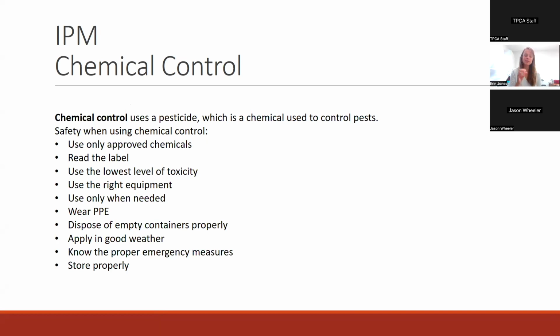The researchers who created these pesticides put a lot of time and effort and money into finding the exact amount of chemical that needed to be used to control the insect. So that research has already been done for you, so you don't have to test it to see if it would work or not. You just need to follow the label. We want to use the right equipment. So if it says we need a certain sprayer nozzle, then we need to use that.